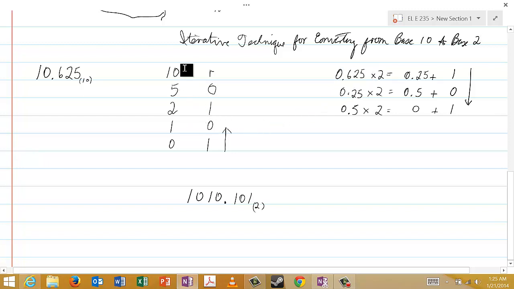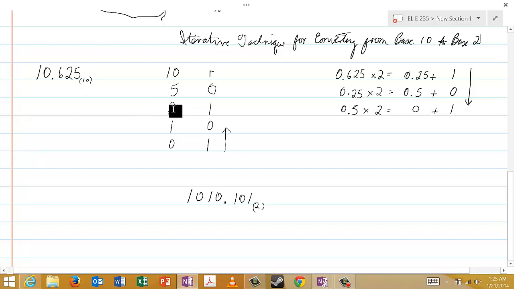Now, for the whole number part, we repeatedly divide by 2. So 10 divided by 2 gives us 5 with a remainder of 0. And notice that I've put R here at the top of a column, and that's going to be my remainder column. And so since when I divide 10 by 2, I get 5 with a remainder of 0, my first entry in the remainder column will be 0. Now when I divide 5 by 2, I get 2 and a remainder of 1. So this time I put 1 in the remainder column.